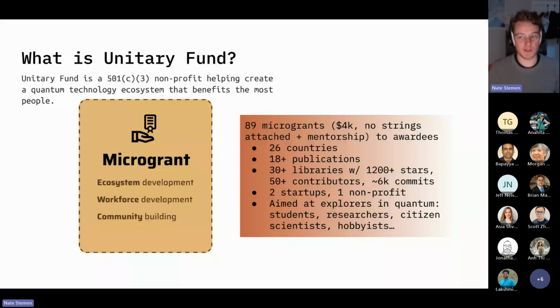The other big thing that we do at Unitary Fund is we run a micro grant program. For anyone interested in writing open source quantum software, we've already given out almost 90 micro grants, and this is $4,000 with no strings attached. So we don't get any ownership. We're not some sort of venture capital fund, but we're just there to provide mentorship and resources, answer questions, connect people where we can, and really help the open source ecosystem grow in a more sustainable way.